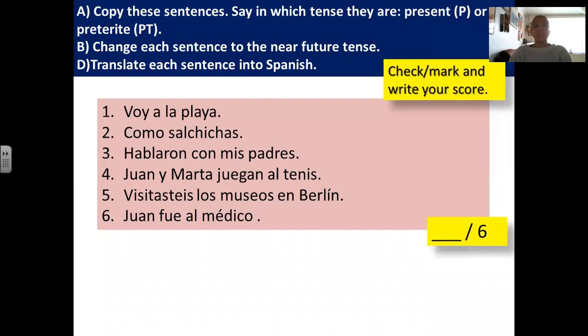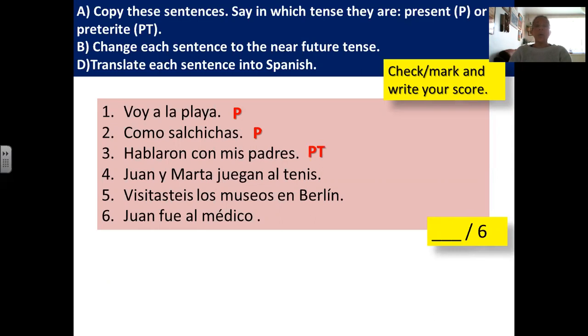And this is the last activity that you needed to do. You have 3 different things to do. So the first one is to copy the sentences and then tell me if they are in the present or the preterite. So, voy a la playa is in the present tense. Como salchichas is in the present tense. Hablaron con mis padres is in the preterite tense.